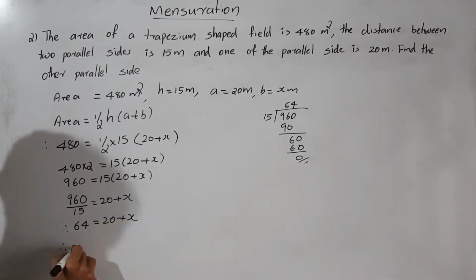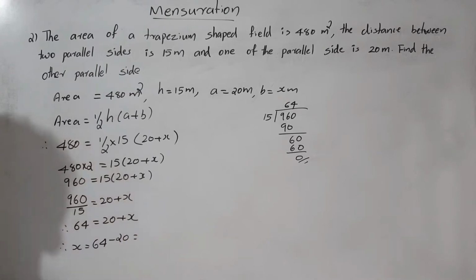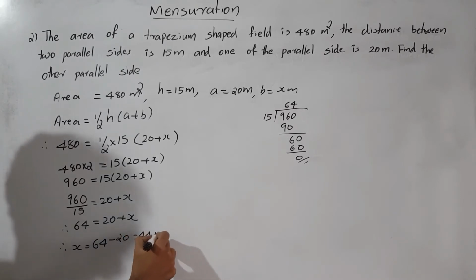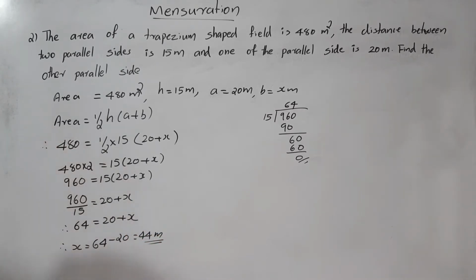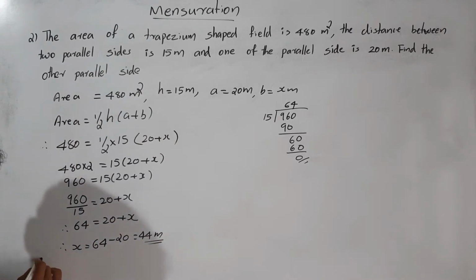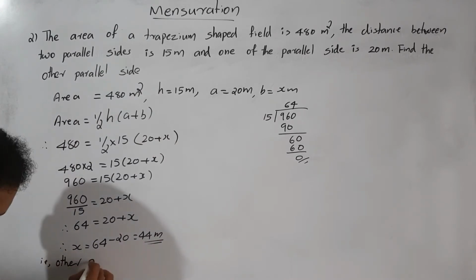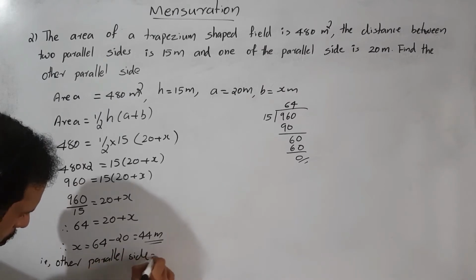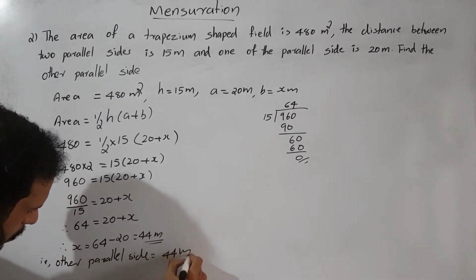Therefore x is equal to, we transpose 20, then we know what you get, 64 minus 20. 64 minus 20 is equal to 44 meter. Correct? 44 meter. Then we know the other parallel side is equal to 44 meter.